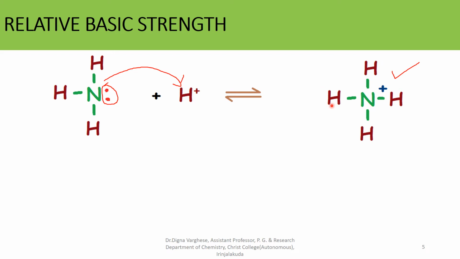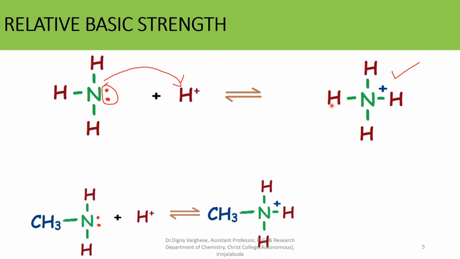In the case of methylamine, here you can see the same lone pair present on the nitrogen atom as in the case of the ammonia molecule, but one of the hydrogen atoms in the ammonia molecule is replaced by a methyl group here. So it is known as methylamine. It's a primary amine. And in methylamine, the methyl group is an electron donating group.